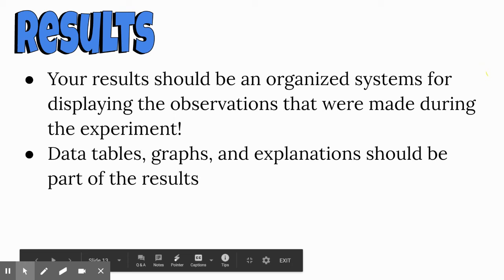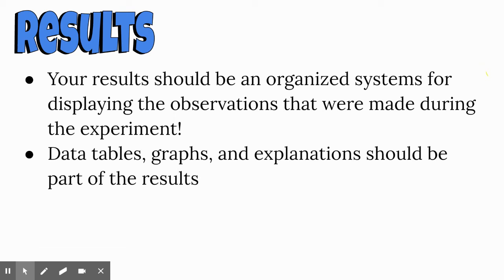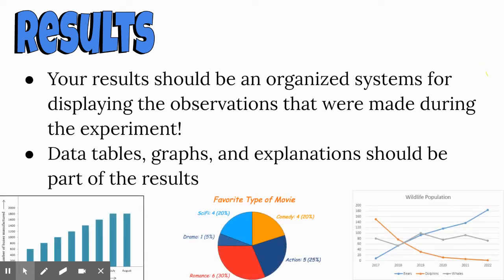A really good way to do this are data tables, graphs, and then explanations, and they all should be part of your results. So you should have some data tables be a part of your experiment. You should be able to visually show the data that you gathered. You should have some graphs that should also do that, and then explanations go along with those. What do the graphs show us? What are we looking at?